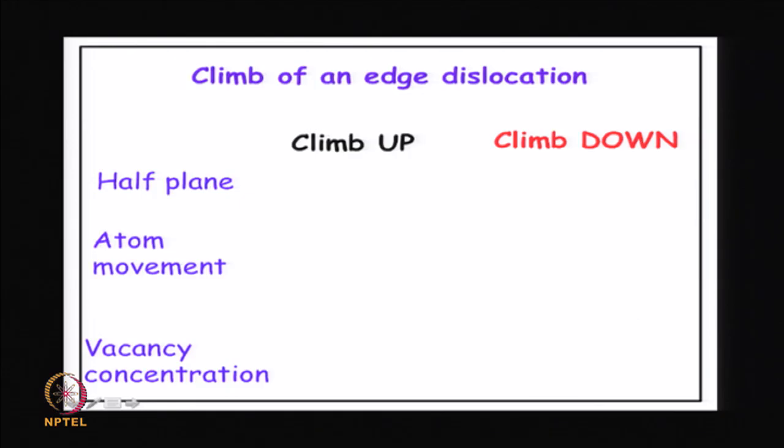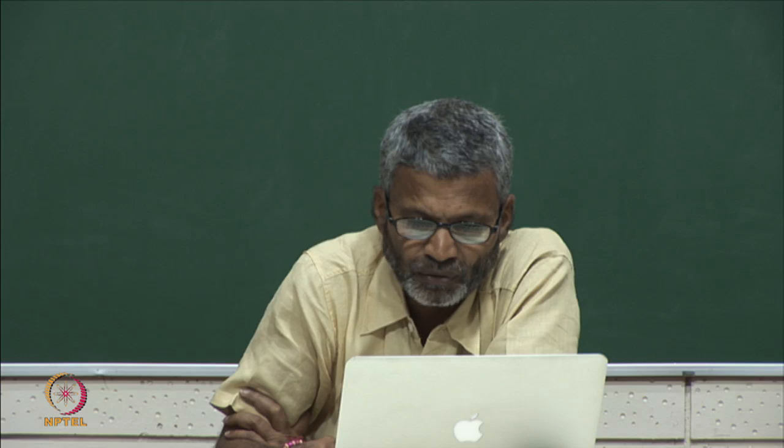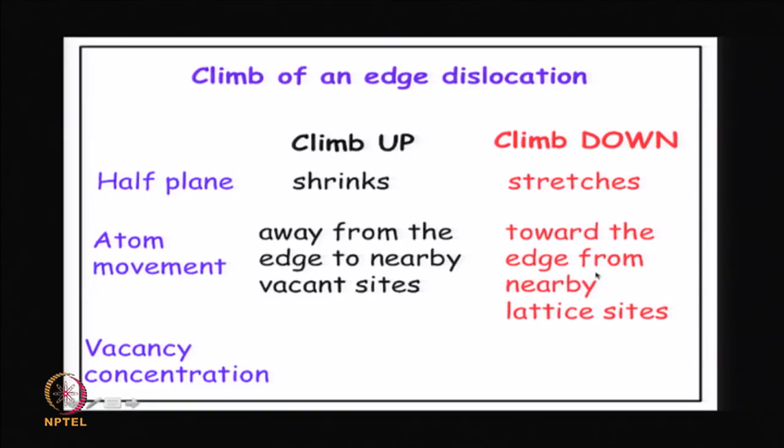So, for shrinking, atoms have to move away from the dislocation line, and where will they move to? They will move to the vacancies, to the vacant sites. So, atom movement is from the edge dislocation to the nearby vacant sites. In climbing down, since we have an extending plane, we require atoms to add to the dislocation line. So, atoms will move towards the edge from nearby lattice sites, and those lattice sites will now be left vacant. So, the vacancy concentration for climb up will go down, and the vacancy concentration for climb down will go up.